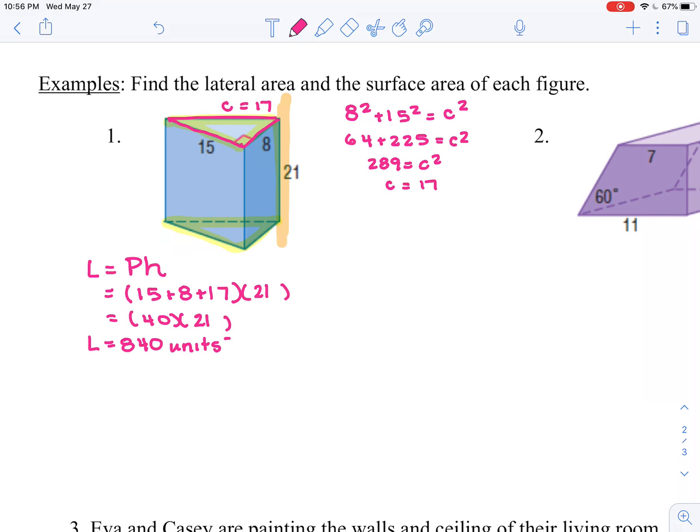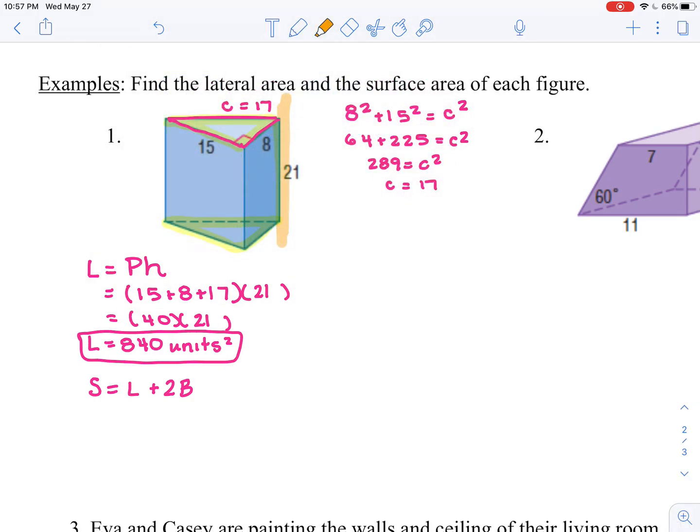And here they don't give us units, but you still have to put something. So let's call this units squared. Of course, the lateral and surface area are both measured in square units because they are types of area. Okay, to find the surface area, our formula for the surface area of a prism is the lateral area plus 2 times the area of a base.